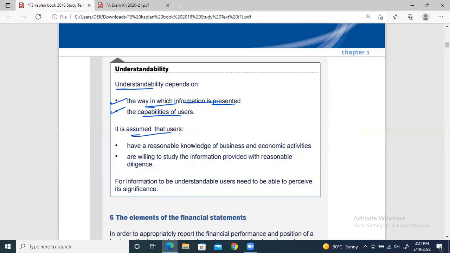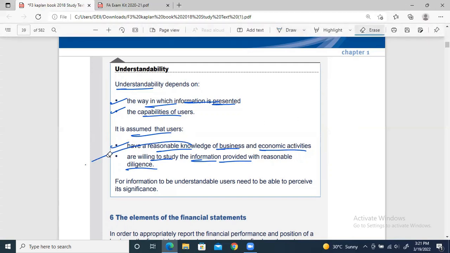It is assumed that users have a reasonable knowledge of business and economic activities. Obviously, even if they are not fluent in the accounting world, they should have a little knowledge of business, supply chain, and all of its operations, right? They are willing to study the information provided with reasonable diligence. Diligence means with a reasonable focus, right? To involve their own judgment as well, because there is no responsibility of the company to explain everything, right? There should be some effort from the user as well, right?